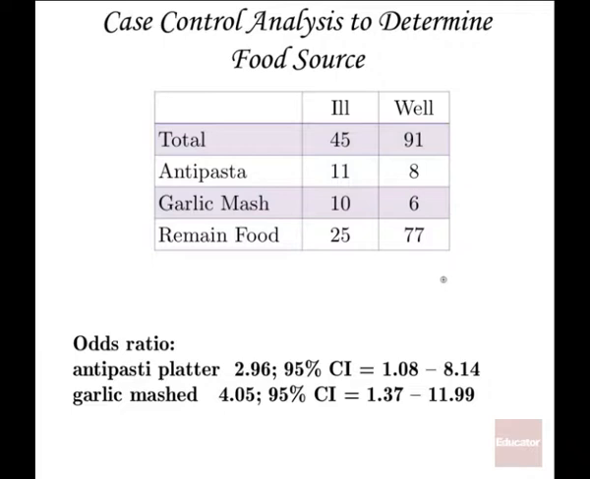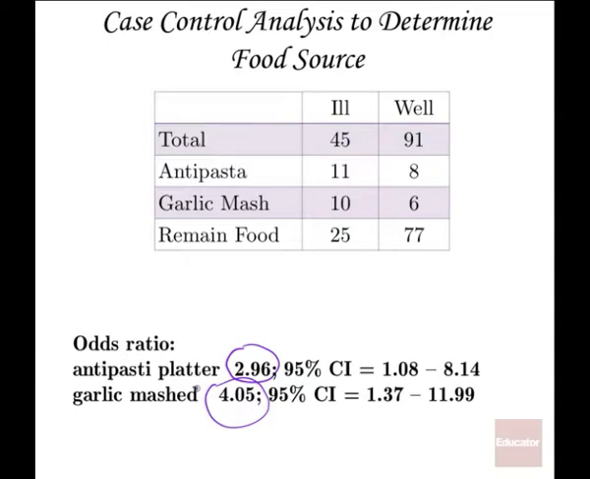So the next kind of analysis that you do is called a case control analysis, and that helps you determine which particular food is the source of the pathogen. We'll see directly how an odds ratio is computed, and then we'll actually try one out in our example. So there were two types of food that were evaluated, the antipasti and the mashed potatoes. The antipasti had an odds ratio of about 3, and the mashed potatoes was about 4. So we'll see the relevance of that.